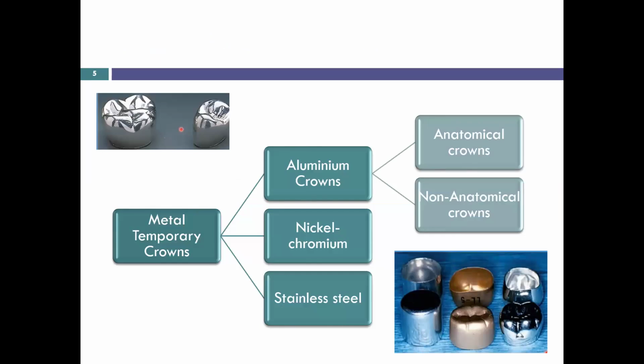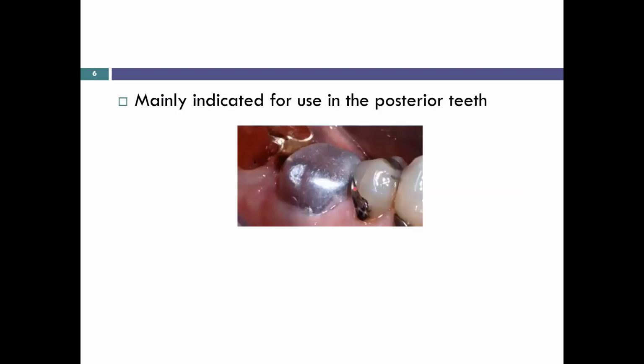Metal temporary crowns can be made of aluminum, nickel-chromium, or stainless steel. Aluminum crowns are anatomical or non-anatomical. Anatomical ones show the anatomy of the cusp, while non-anatomical ones have flat surfaces, as we can see in the picture. Basically, aluminum crowns are indicated in the posterior teeth.